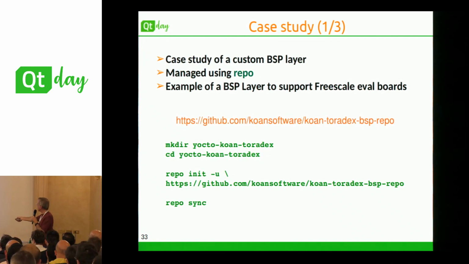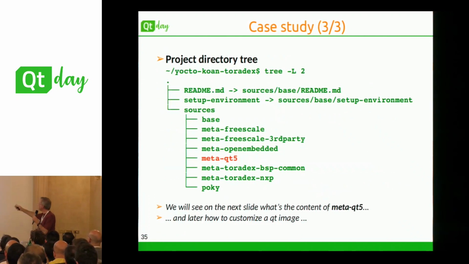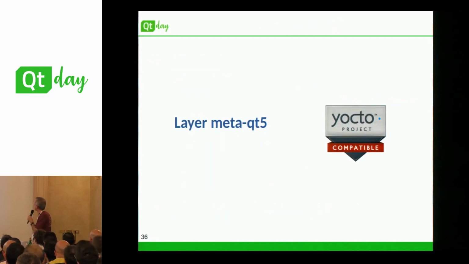You download this from this website and start with repo sync, and you get, okay, the content is listed here, so you can study it or use it as a starting point to customize your environment, and you get something like that. You get all the components in green, and we at Coan have added to the standard Yocto system the meta-qt5. Of course, we also have the Freescale and the Freescale third party because I want to support the Toradex boards. Okay, let's go ahead and see what there is in the meta-qt5.